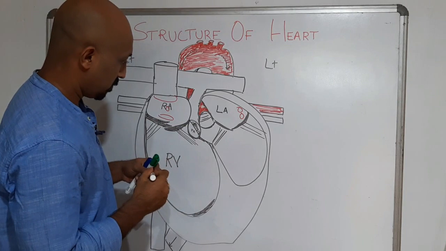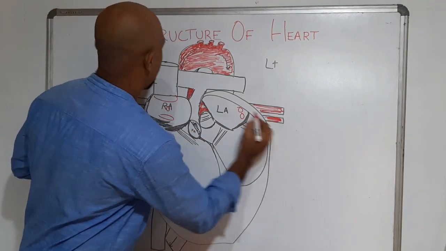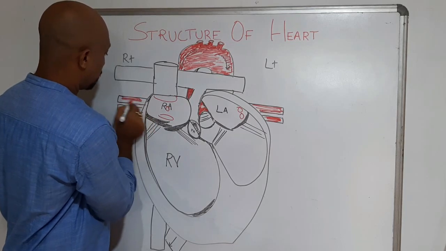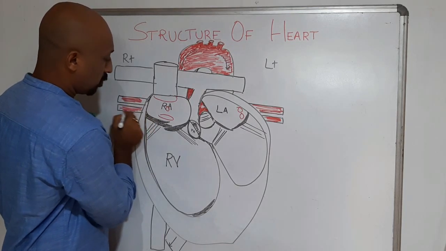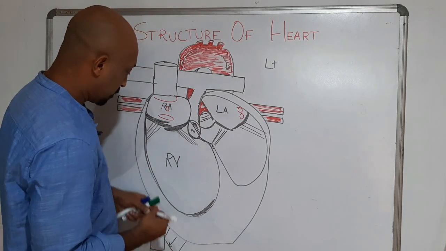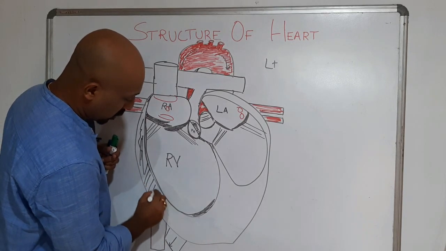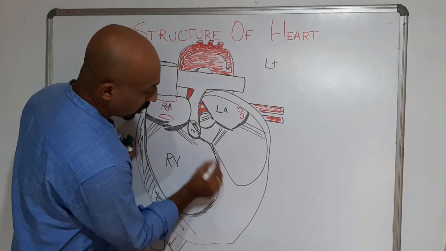Like this. Got it? So make this also red. This also red. Okay. So we'll start labeling it. It makes a clear idea of what is there on the heart side.